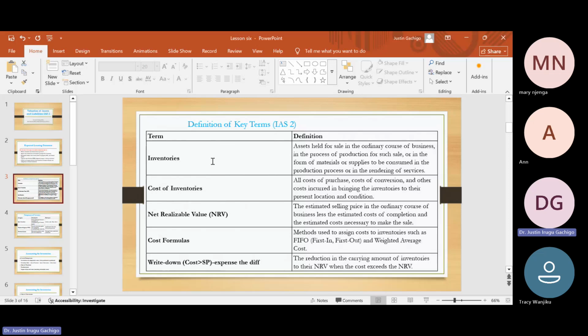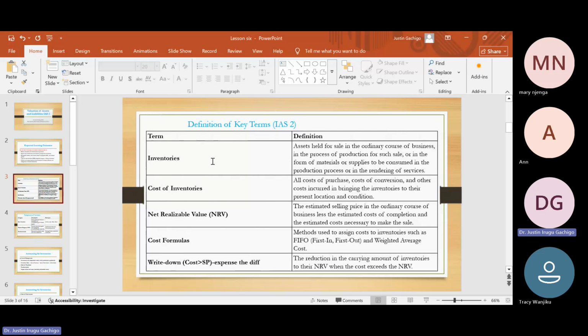Then we have the cost of inventory. The cost of the inventory refers to all the cost of purchase, cost of conversion, and other costs incurred in bringing the inventory to the present location and condition. Again, with the same setup of the manufacturing of uga, we have the cost of the maize, that is the raw materials, and then converting those maize into uga and packing them, and even taking them to the location that they are supposed to be in.